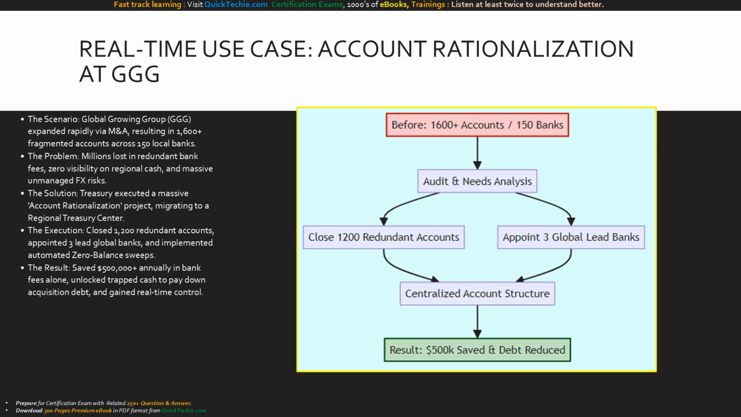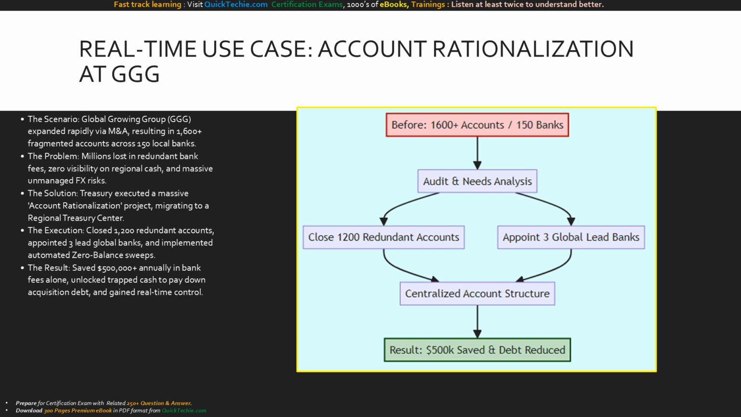The solution? The treasurer initiated a massive account rationalization project to migrate to a regional treasury center. The execution was ruthless but necessary. They closed 1,200 redundant accounts. They fired 140 local banks and appointed just 3 lead global banking partners. They then implemented automated zero-balance sweeps on the remaining accounts. The result: by simply cleaning up the account structure, they saved over $500,000 annually in bank fees alone. More importantly, they unlocked millions in previously trapped cash, which they immediately used to pay down their expensive acquisition debt.